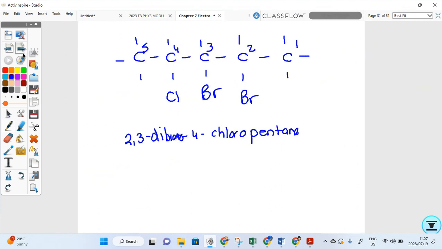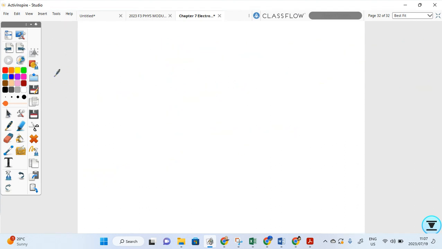So the next thing that we'd have is the carboxylic acids. The functional group for a carboxylic acid is that one that you said earlier.